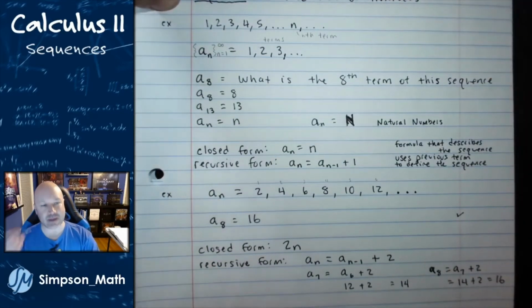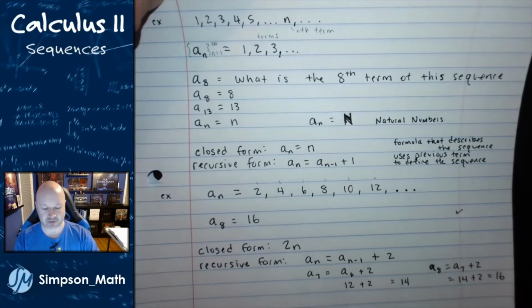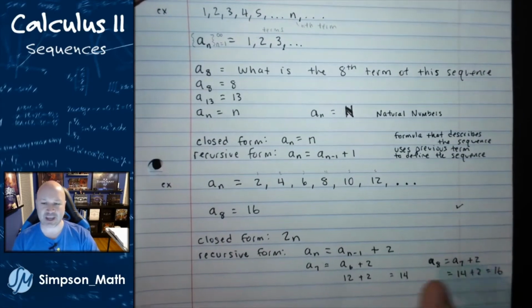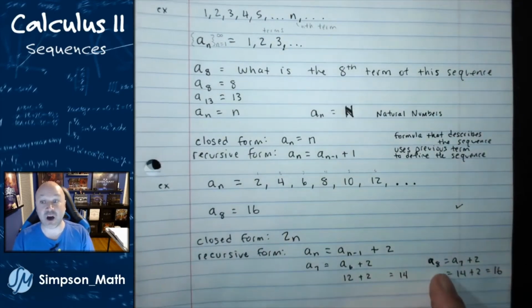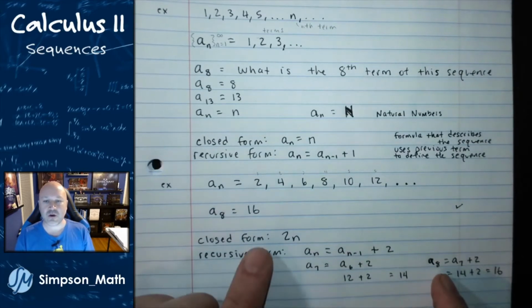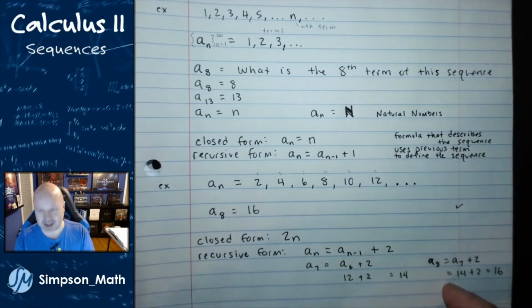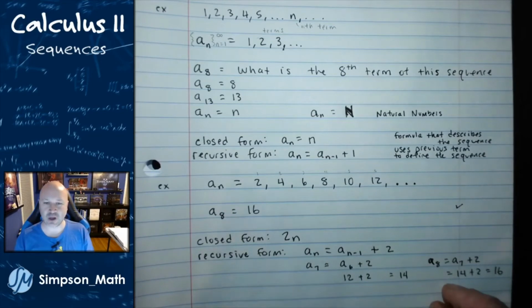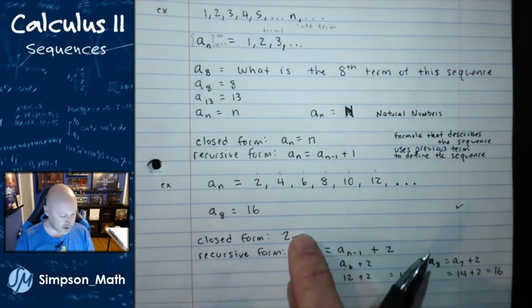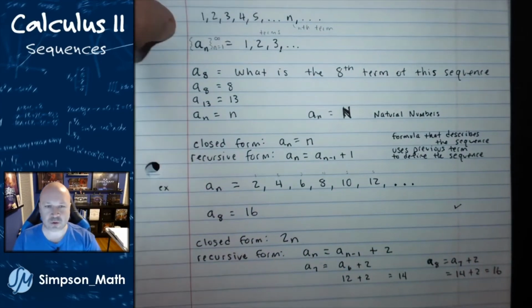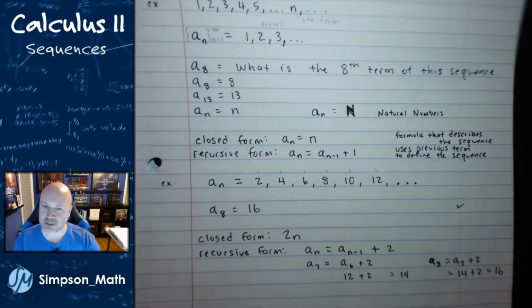Recursive form, easier to talk about, easier to find, less helpful. Especially if I want to find the 100th term of this sequence. There's no way, I would have to find the 99th, the 98th. That's going to take too long. So the closed form is way more powerful. Let's do another one very similar to this.